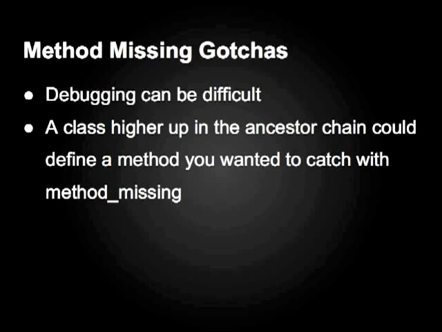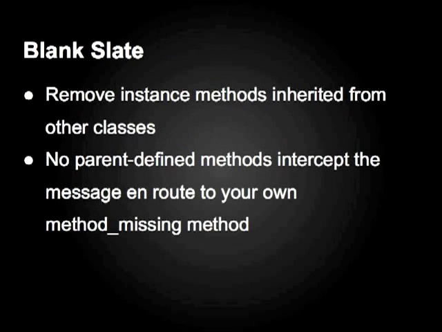So if that happens, there are a few ways to deal with that, and one of those is called blank slate. And the idea here is that you're removing all instance methods that you've inherited from other classes. So no parent-defined methods intercept the message en route to your own method_missing method.